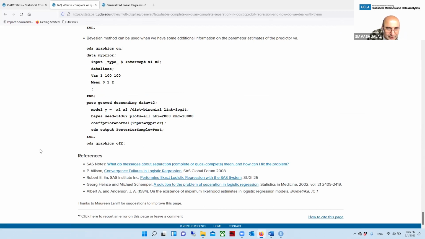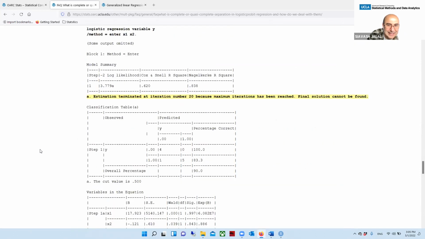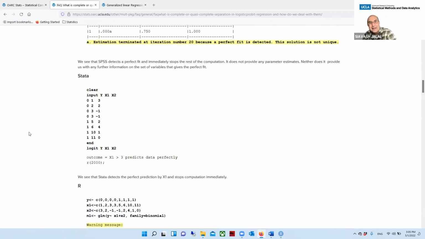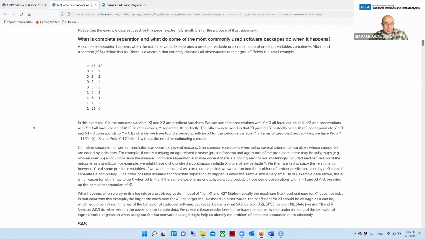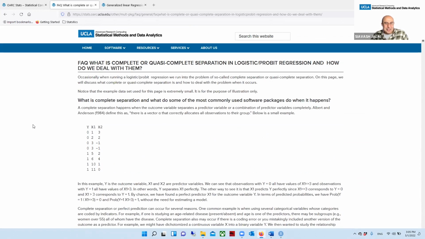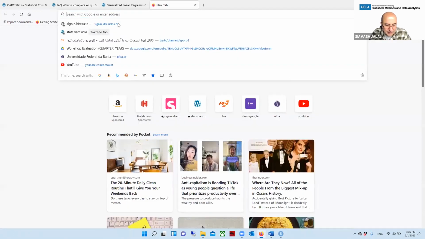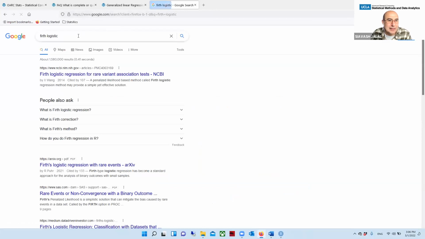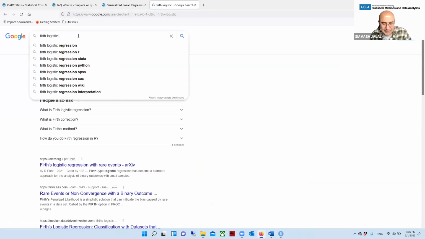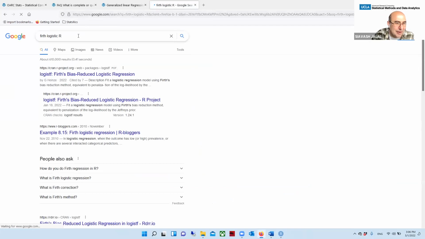In R, there is a package and a penalized method that you can use to estimate those kinds of models. There is a type of regression called Firth regression. In R you can see there is a package for that, firthlogist. That package you can use to solve that problem.